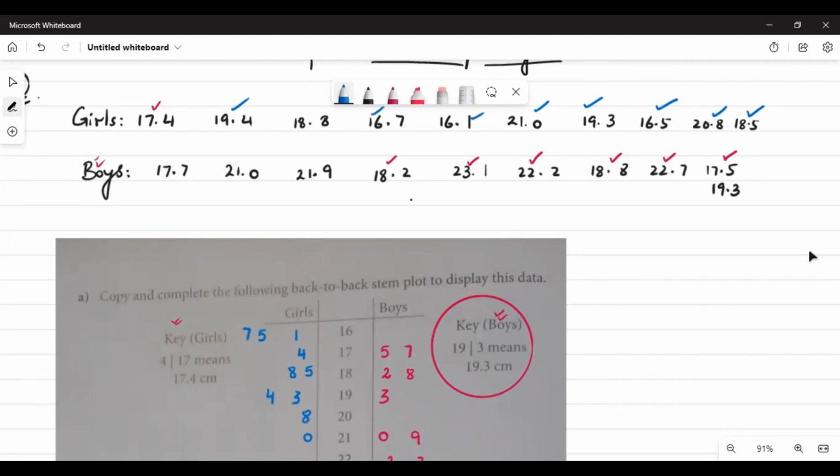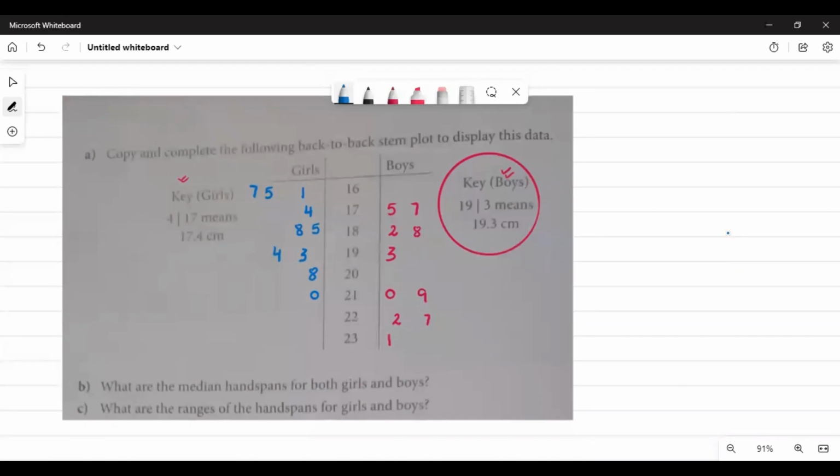The data is plotted on both sides according to the key. Clear? For the boys, they said that if it is written 19 and 3, it means 19.3, so we entered the data towards that side. But for the girls, it is mentioned that if it is written 4 here and 17 here, it means 17.4, so you have to read it backward. For the boys we moved from left to right, but here we moved from right to left.